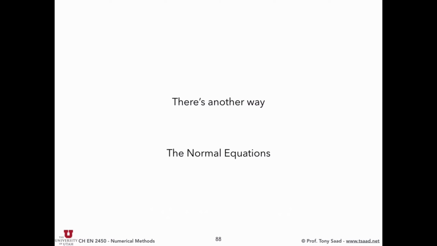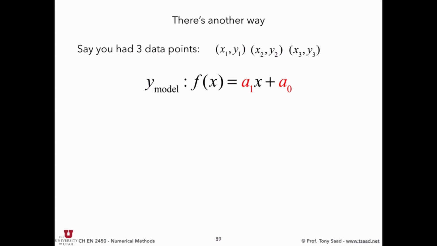The normal equations are derived from some higher statistical analysis, but they just apply here by using a simple observation of the system of equations. So I'm going to start with a simple example, as I like to do. We're going to take 3 data points: x1, y1, x2, y2, x3, y3. These are given to you, and we're going to go back to our original model for the straight line, a1x plus a0.